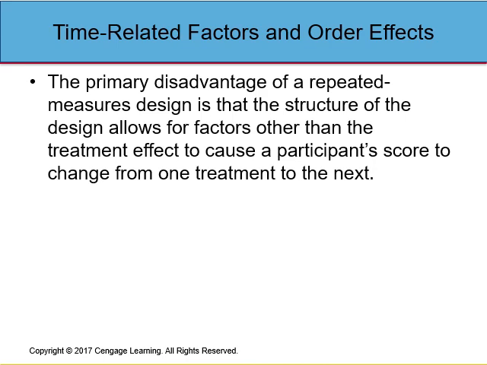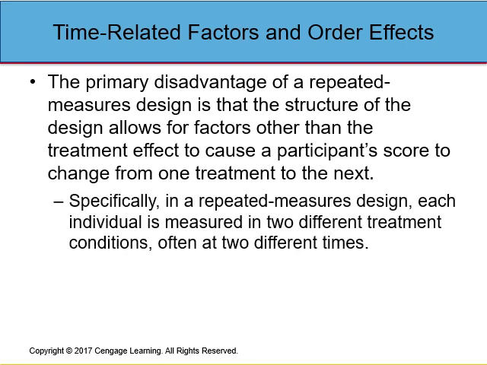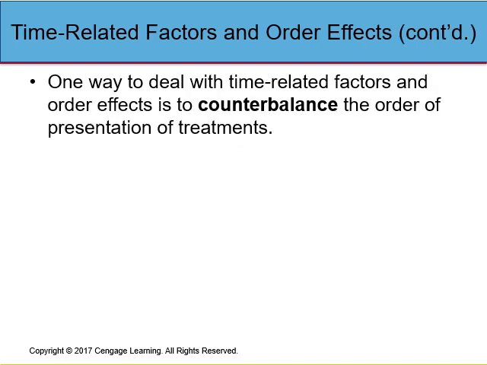The primary disadvantage of a repeated measures design is that the structure of the design allows for factors other than the treatment effect to cause a participant's score to change from one treatment to the next. For example, maybe they learned something new. Maybe there are two different conditions of living. So maybe each individual is measured at different times. So maybe they are hungry for the second one. You don't know.